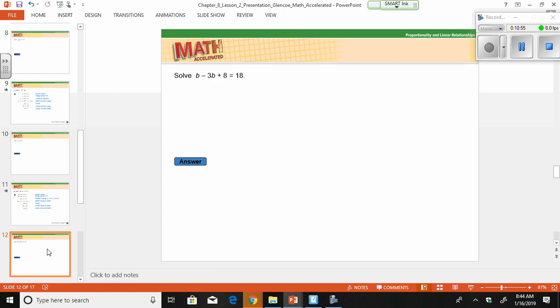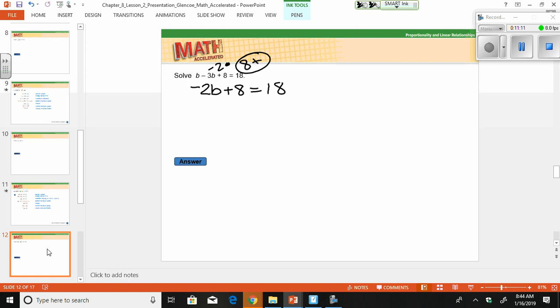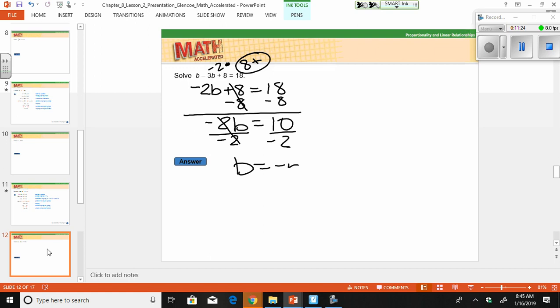So trying one, the first thing again that we want to do is get our like terms together. So b minus 3b. So that's a -2b plus 8 equals 18. What's with the b? There's a -2 that's multiplying. There's an 8 that is adding. So I want to get rid of that 8 first. The opposite of adding 8 is to subtract 8 from both sides. I'm left with -2b equals 10. The opposite of multiplying by -2 is to divide by -2. So you get b equals -5.